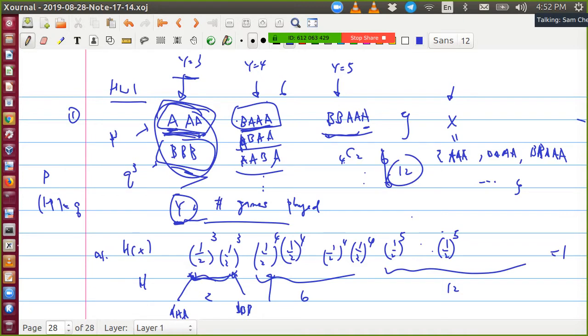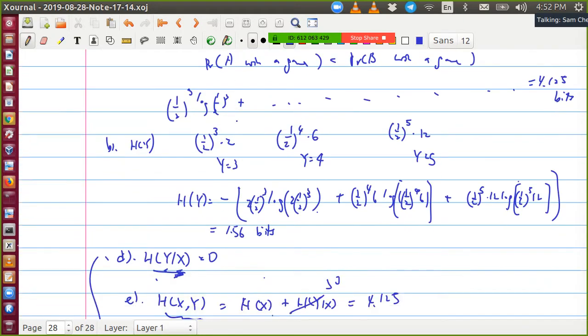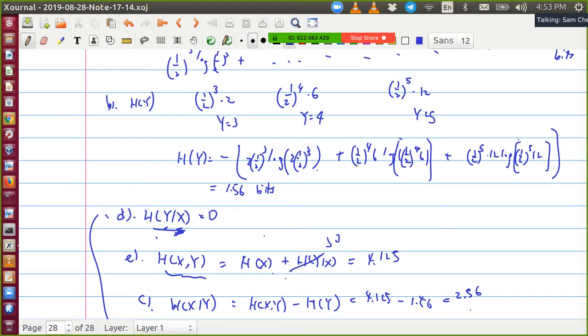And conditional entropy, what was conditional entropy of y given x? It's basically referring to knowing x, what's the uncertainty of y, right? Knowing x, you know precisely what y is. Therefore, H(Y|X) has to be equal to 0. So there is no entropy in there.